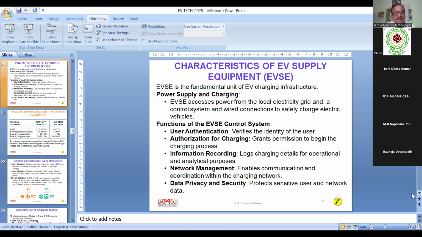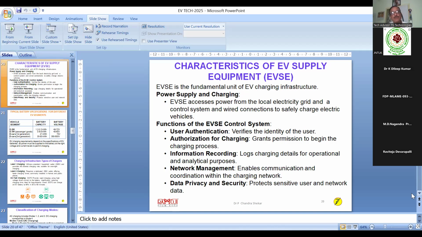Power supply and charging: EVSE draws power from the local electricity grid, with a control system and wired connection to safely charge electric vehicles. Okay. Functions of the EVSE control system. User authentication: verify the identity of the user.